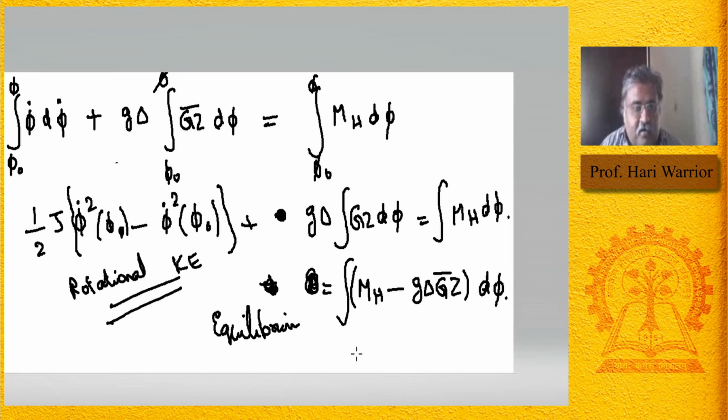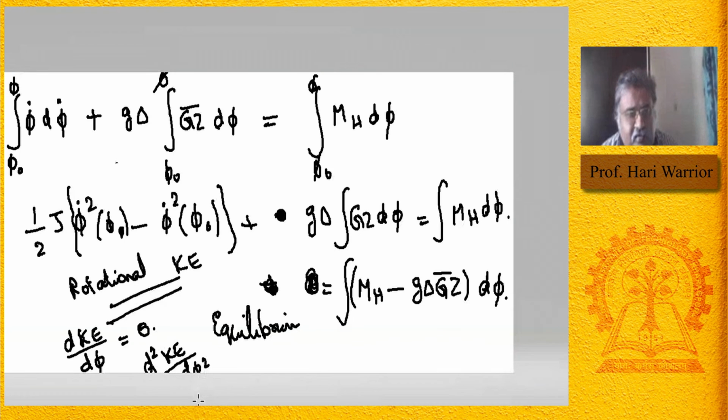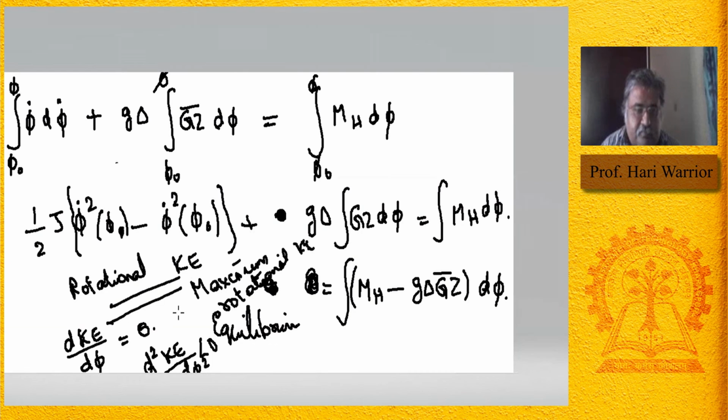That means when rotational kinetic energy is maximum, dKE by d phi is 0, and d squared KE by d phi squared is greater than 0 or less than 0? Less than 0, I think. Less than 0, then you have this as a maximum. This is the condition for maximum rotational kinetic energy. These two conditions. Now you just check and see what these two conditions are.